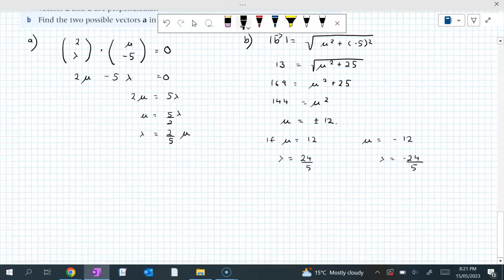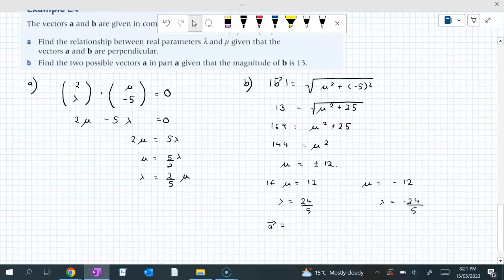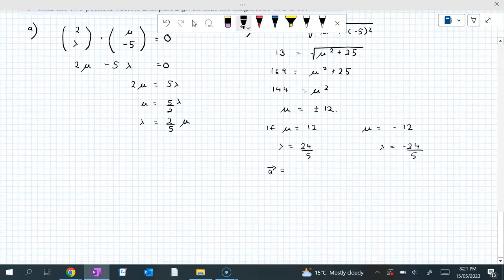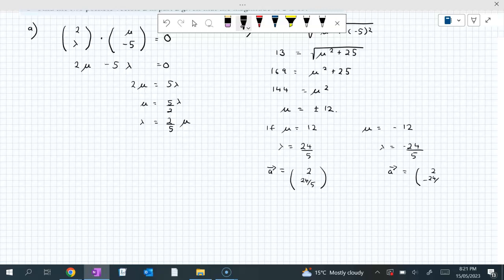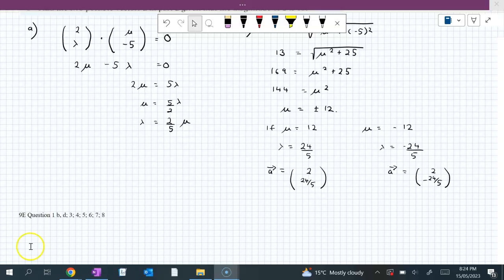And so then the two possible vectors, well, we've got A is equal to, now the initial component, or the x component, is 2. So it'll be 2, 24 on 5. And here it would be 2, negative 24 on 5. And that wraps up this question.